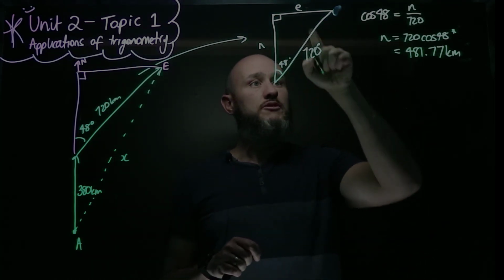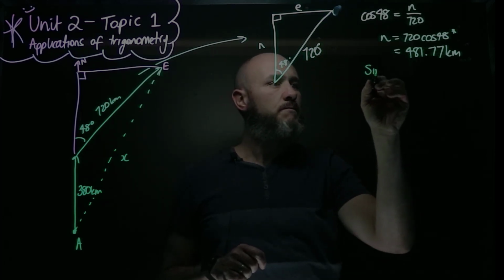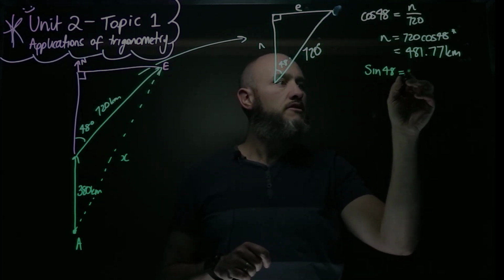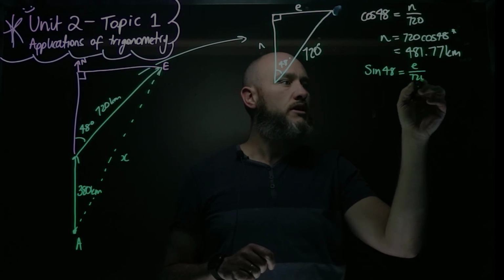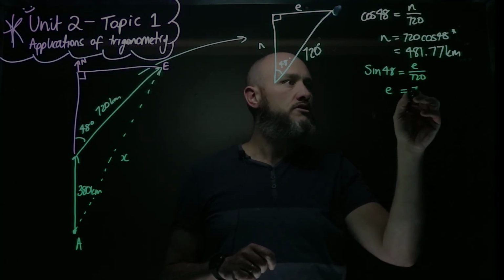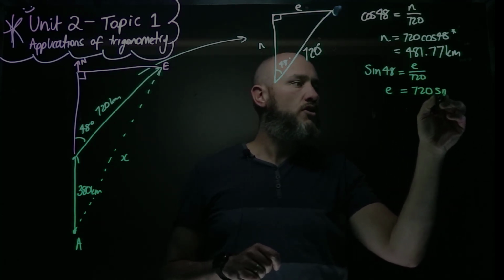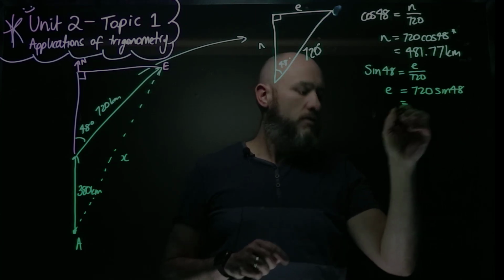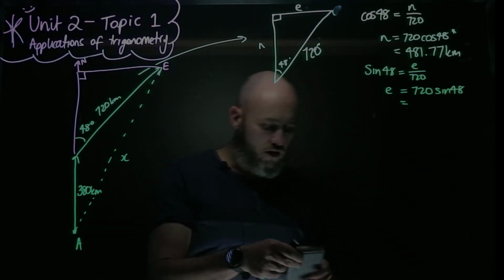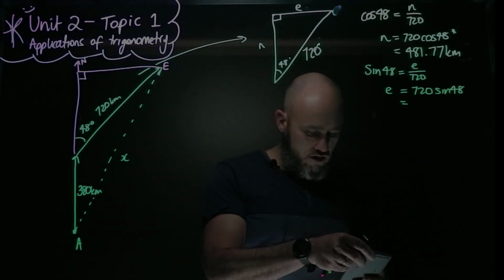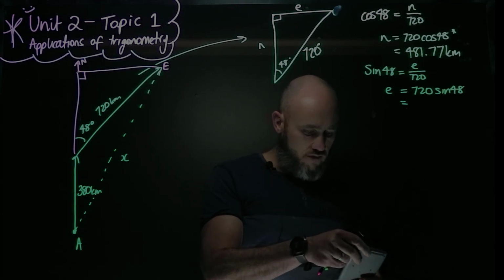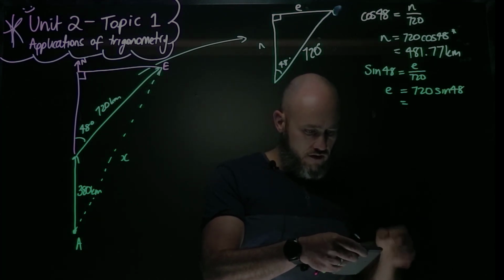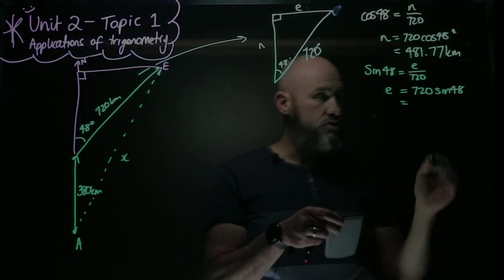East is opposite hypotenuse, so we're on sine. Sine of 48 is equal to east over 720, so therefore E is equal to 720 times sine of 48. And again, I'll do the calculation, but I'm going to use that exact value. 720 times sine of 48 is equal to 535.06.